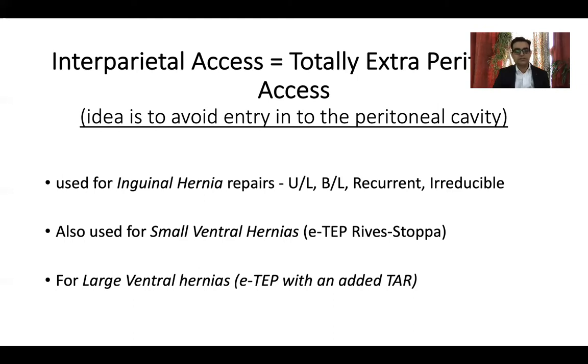We also started now using it for small ventral hernias, wherein we call it ETEP Reeves-Topa or ETEP RS. And for very large ventral hernias, wherein we encounter loss of domain, we also know it as ETEP RS with an added TAR. With an added TAR, we mean a transversus abdominis muscle release.